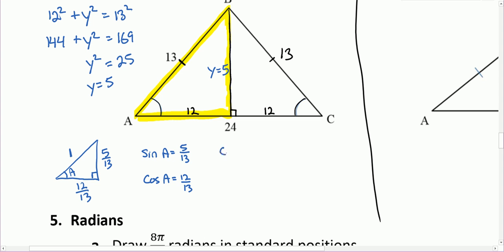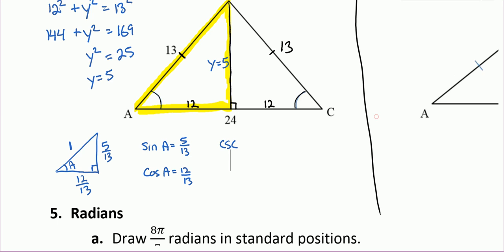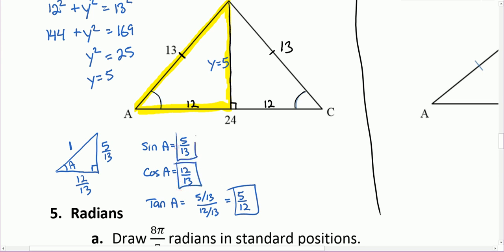Reciprocal of sine is the cosecant. Was I asked to find that? No. Just the tangent. Okay, so now the tangent of A is sine over cosine. So 5 over 13 over 12 over 13. Multiply top and bottom of your fraction by 13, you get 5 over 12. Alright, so that's part 1.